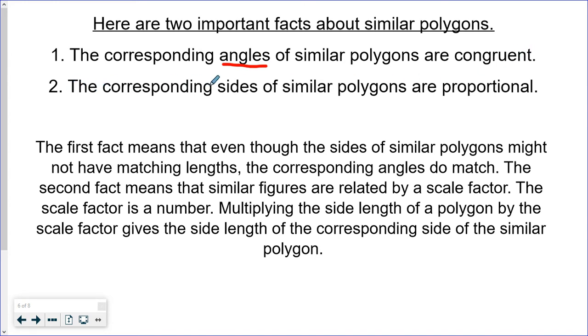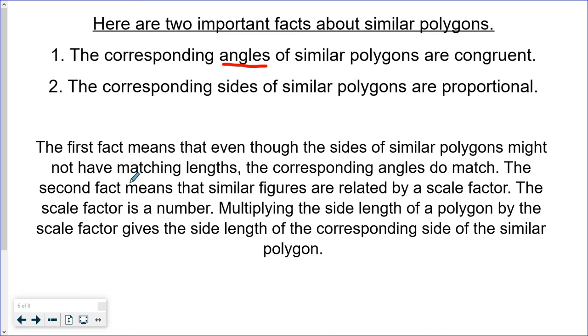Number 2, the corresponding sides are going to be proportional to each other. Okay, so the first fact means that even though the sides of similar polygons might not have matching lengths, the corresponding angles, they do match. We've talked about that already.